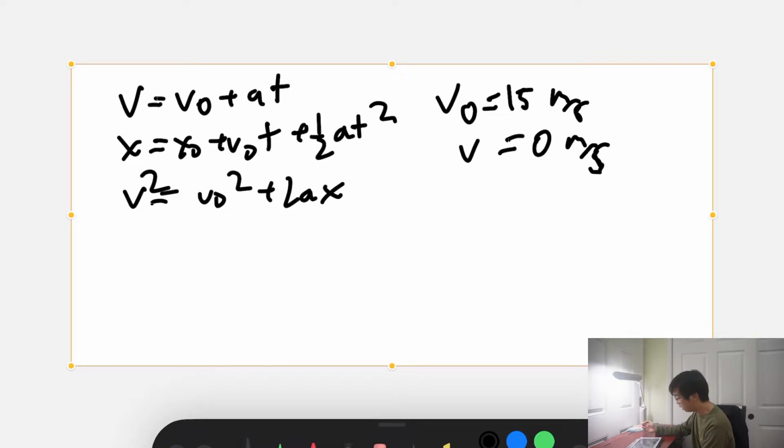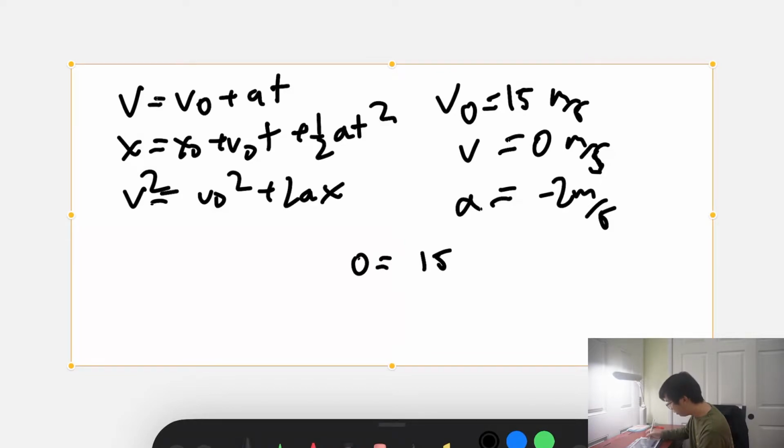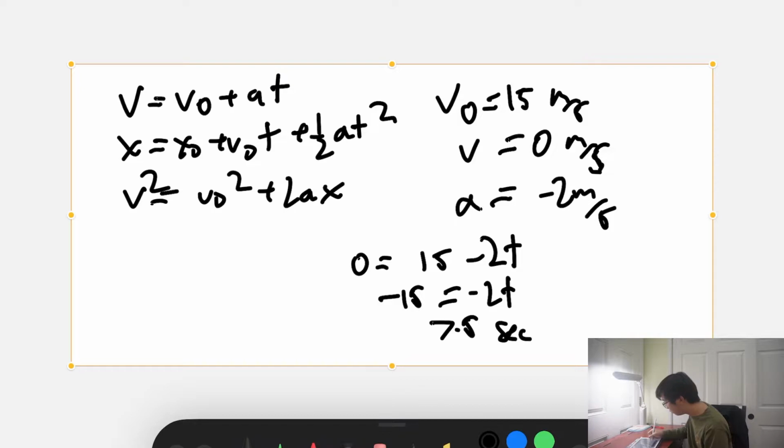Now, what is the acceleration? We know its acceleration is negative 2 meters per second squared, since this car is decelerating. So we can write our equation: 0 is equal to 15 minus 2t. Now, we can put this into our calculator to get 7.5 seconds. And that's our answer for the first question.